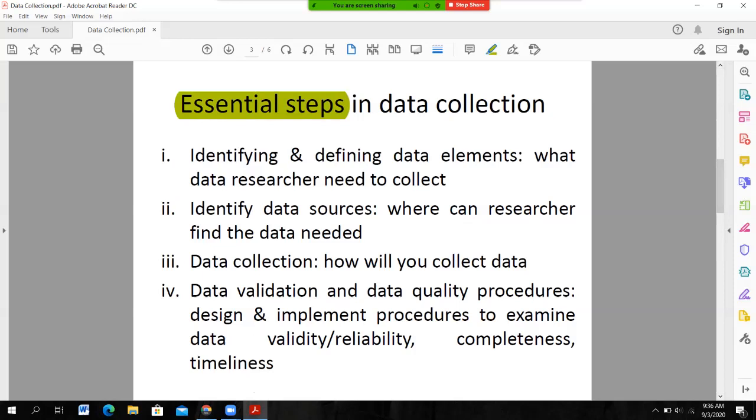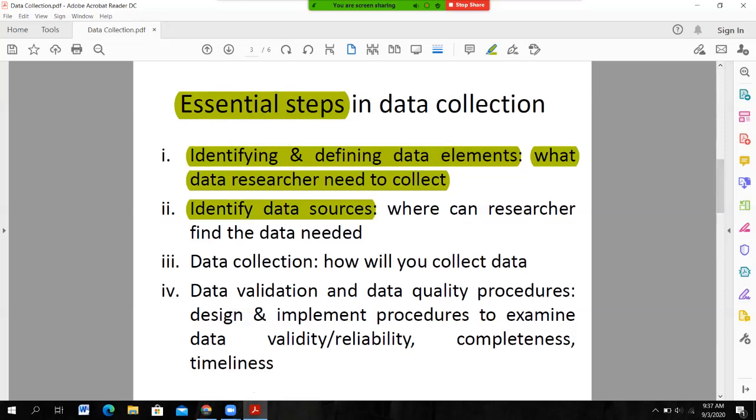The first step is to identify and define data elements. The researcher must identify the elements of the research, the variables of the research. So what data does the researcher need to collect? And the second one is to identify the sources from which the data is collected, meaning from which source the researcher will collect the data.